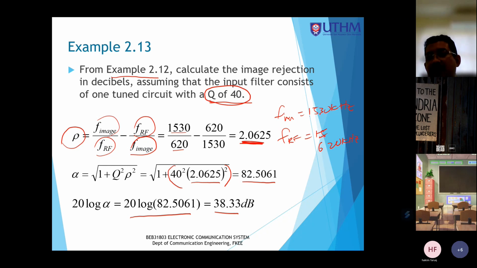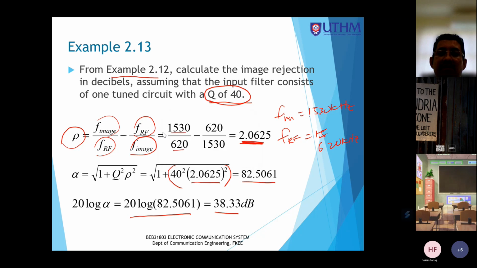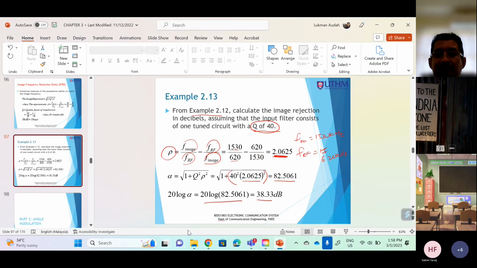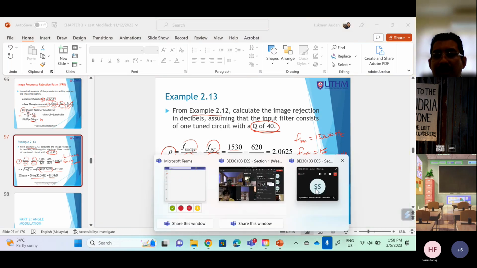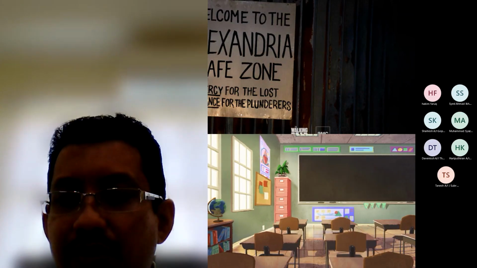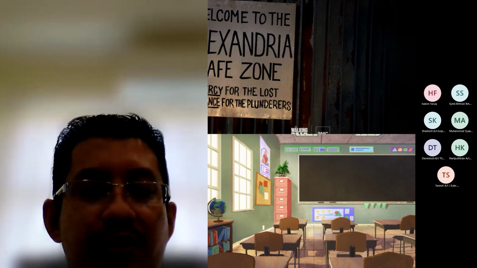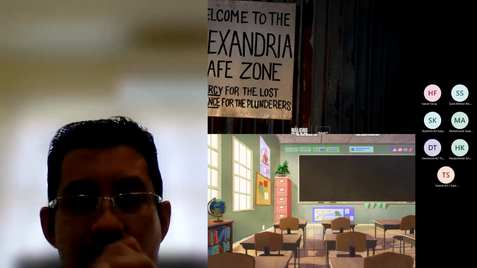We have finished the first part, AM, and we will enter the FM topic next week. So you can switch on your QR code reader, scan the attendance, and then you can go anywhere you like. Okay?